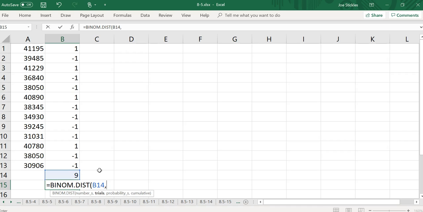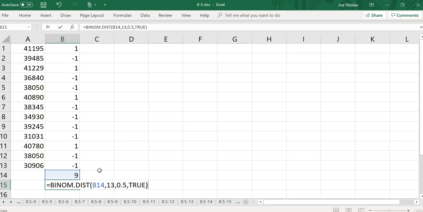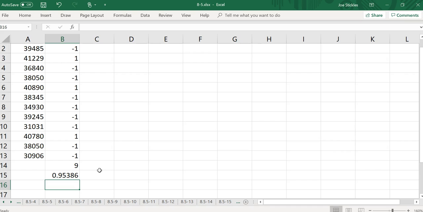The number of trials here is 13. The probability is 1/2, because there should be 1/2 of them, right? And then cumulative would be true. Because I want to know, basically this is going to give me from 0 to 9. I want to know 9 or more. Is that rare, right? Because that would be a critical region idea, right? If it's rare, it would be a certain number or past that. So we can do 1 minus this after we're done.